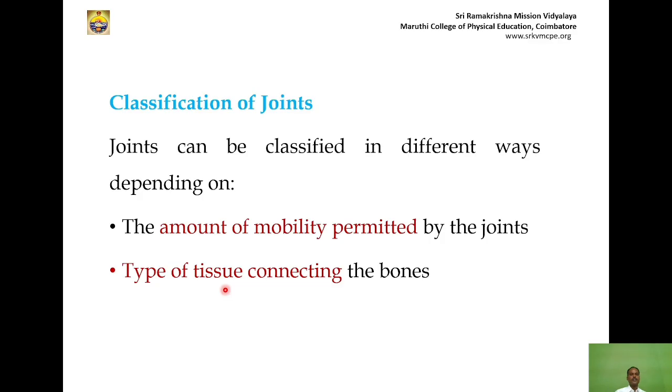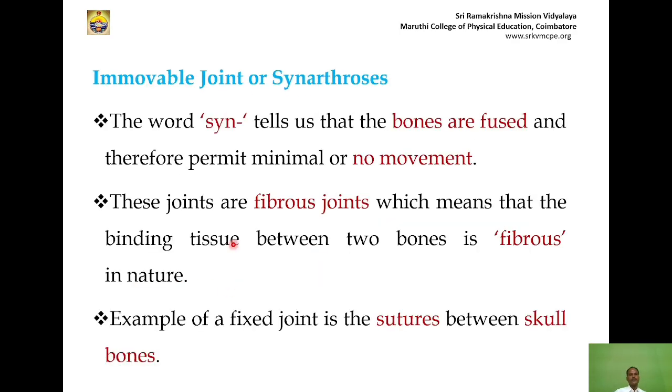Now we are going to see the different types of joints in the area of amount of mobility permitted by the joints. So there are three joints. One is the immovable joint, another one is the slightly movable joint, and the third one is the freely movable joint. Now we start with the immovable joint, or synarthrosis. The other name is synarthrosis.